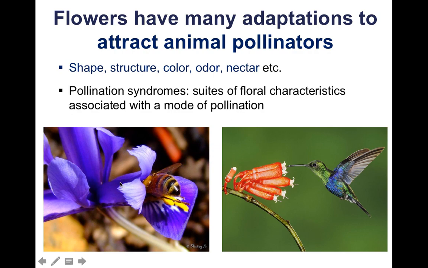Bees, on the other hand, really like pollen, and they also see in the ultraviolet, and they're attracted to blue and yellow colors. So you'll often see bees on blue and yellow flowers. These flowers will produce lots of nectar. They'll have a sweet odor, and lots of pollen as well, because the bees use pollen as a protein source.